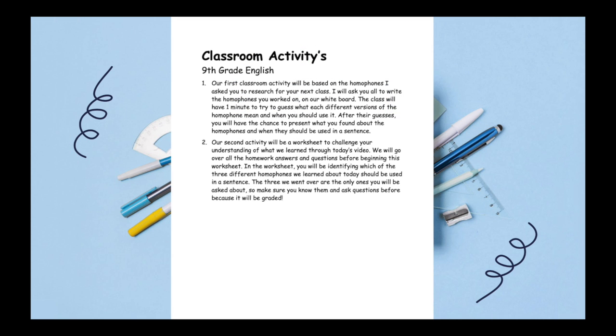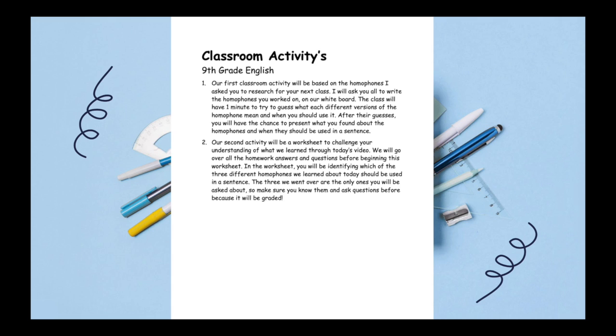Here is a copy of the Word document for our classroom activities we'll be going over the next time we meet. Our first classroom activity will be based on the homophones I asked you to research for this upcoming class. I will ask you to write all the homophones you researched on our whiteboard. The class will have 1 minute to try to guess what each different version of the homophone means and when you should use it. After their guesses, you will have the chance to present what you found about the homophones and when they should be used in a sentence. So you each will have the opportunity to present on the homophones you researched.